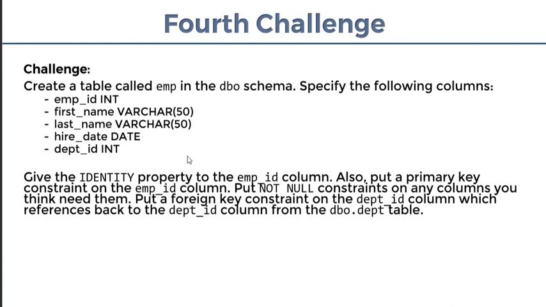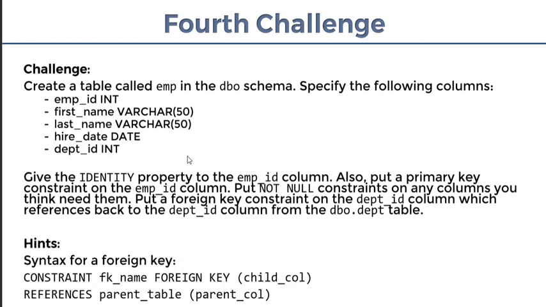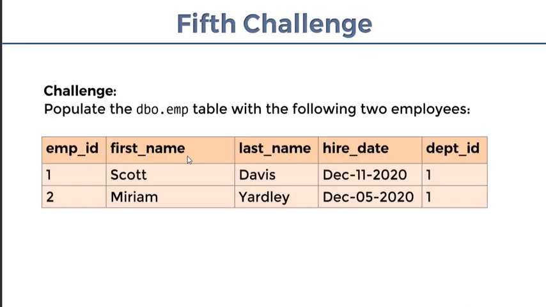Give the identity property to the employee ID column, also put a primary key constraint on the employee ID column, put not null constraints on the columns you think need them, and put a foreign key constraint on the department ID column which references back to the department table, the DBO department table. So just try to follow this syntax of foreign key constraint. You already know it: constraint name, foreign key references the parent table name, like that. Populate the DBO table with the following two employees.